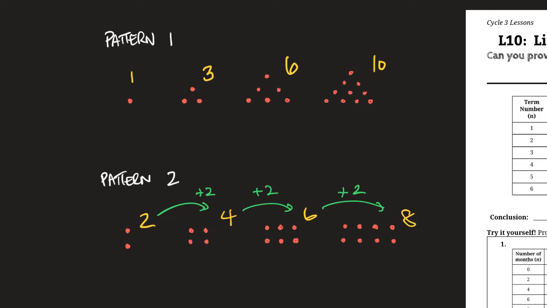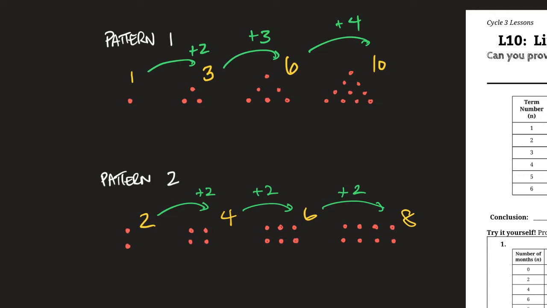So that's interesting. Pattern 1, does it do this? Does it go up by the same amount each time? Well, let's try. Going up from 1 to 3, it goes up by 2, right? And then from 3 to 6, oh, that doesn't go up by 2. That seems to go up by 3. Keep on going. 6 to 10, well, we need to go up by 4 there.